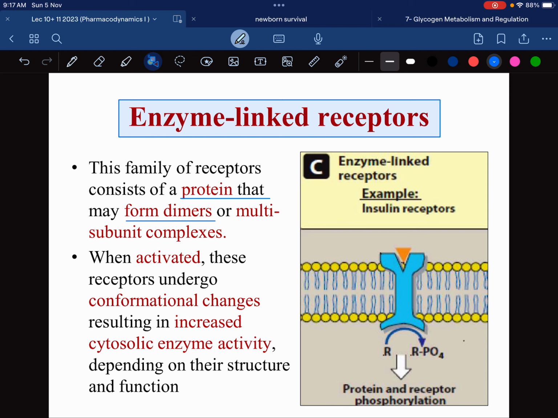When activated, this receptor undergoes a conformational change. For example, insulin will activate this receptor, and there will be a conformational change. What do we mean by conformational change? The shape changes, resulting in increased cytosolic enzyme activity. After the activation of that receptor, the enzyme will be activated in the cytosol, that means inside the cell, depending on their structure and function.